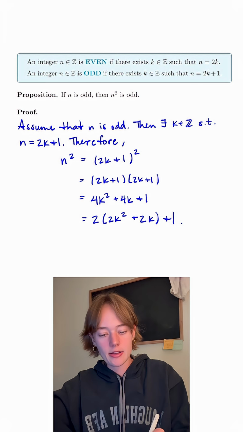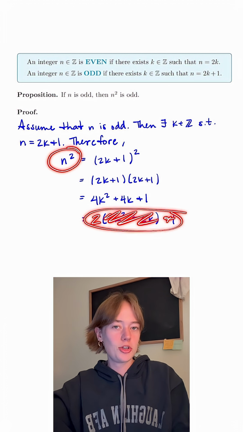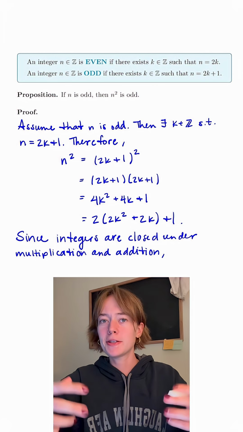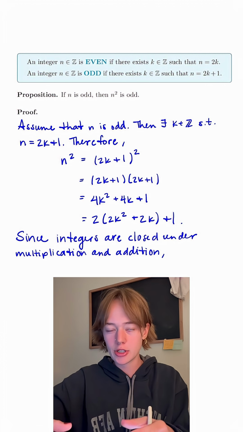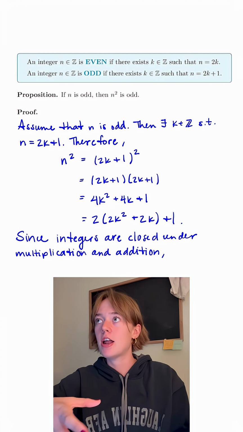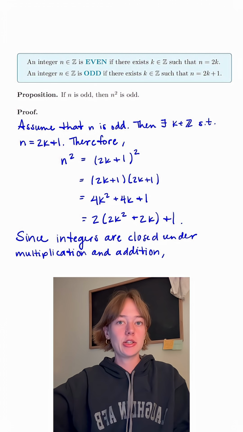Now all that's left to show is that 2k squared plus 2k is an integer, right? Because we've shown that n squared is equal to this. This looks like 2 times something plus 1. We just got to show that that something is an integer. But this is pretty easy, right? Because k is already an integer, and integers are closed under addition and multiplication, meaning that if you take an integer plus or multiplied by another integer, you're still going to get an integer. And there we have it.